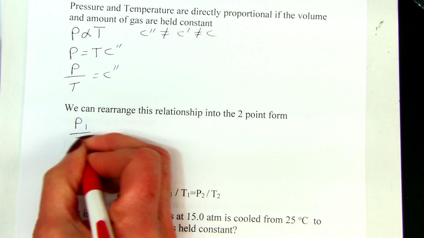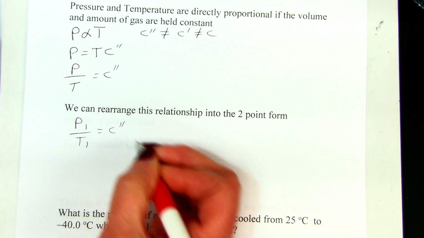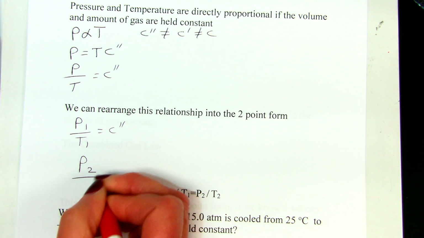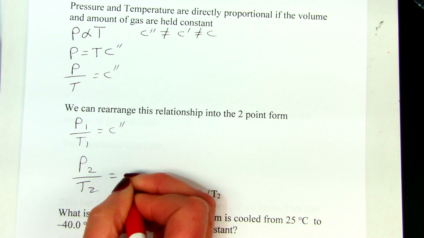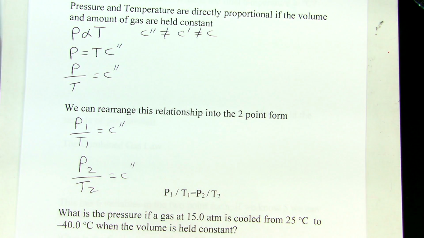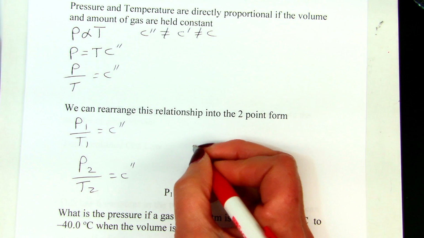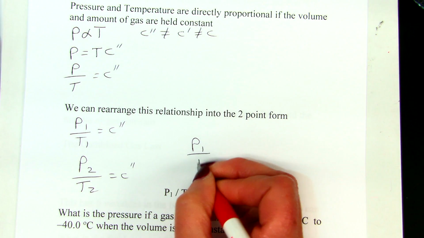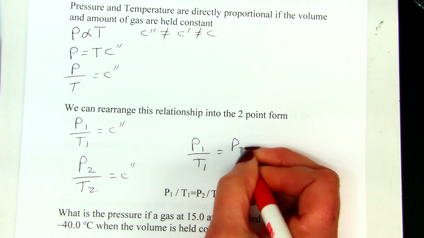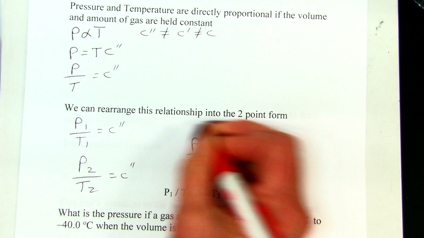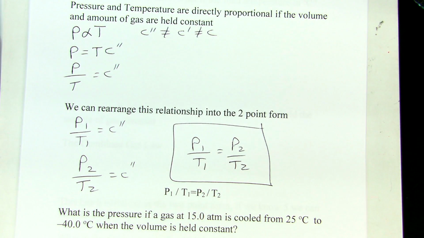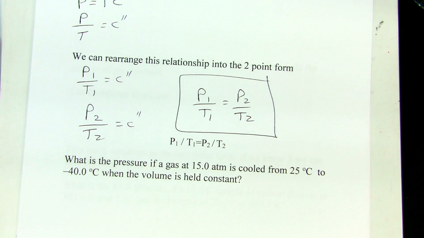P1 over T1 is equal to C double prime. P2 over T2 is equal to C double prime. If they're equal to the same thing, they're equal to each other. So P1 over T1 equals P2 over T2, the 2-point form of the law of Gay-Lussac. So let's look at an example.